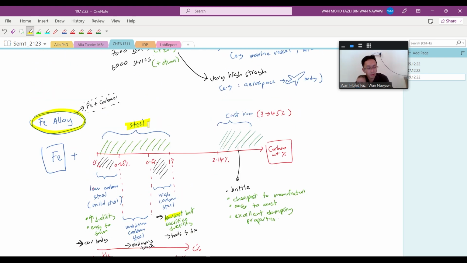So the most common metal that is used in engineering is steel, because steel is produced a lot. So we need to ask a little bit how steel is produced. So let's see this.